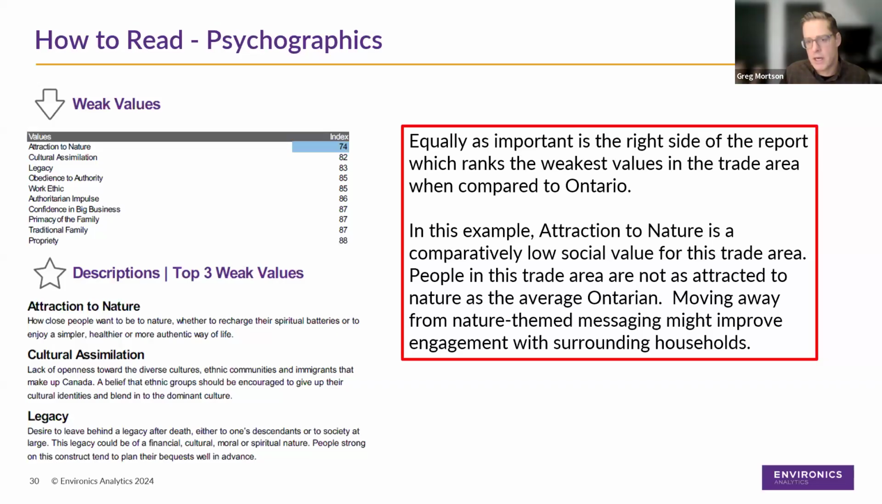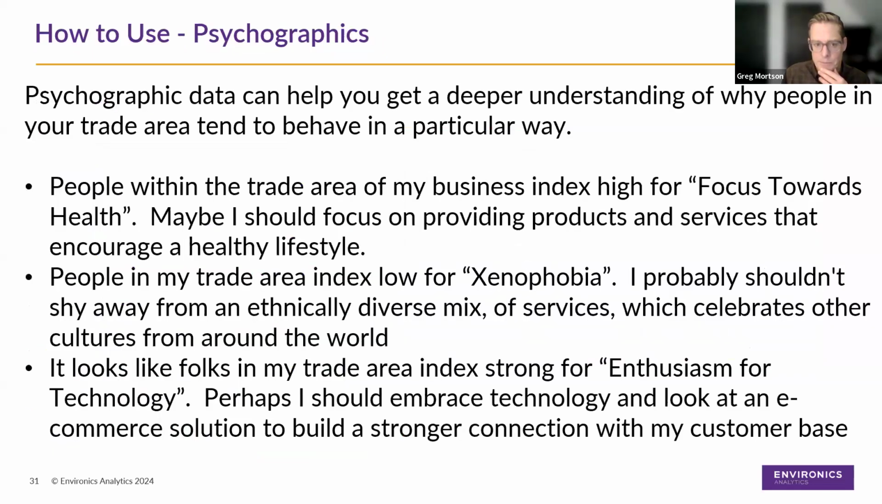So maybe I don't want to show imagery of people in a park or in a forest when I'm posting something to Facebook, right? So maybe I decide to show a family at a downtown cafe. Those are the kinds of little changes that you can make to really better connect with people in your neighborhood, almost at that subconscious level. But it's really just aligning yourself to the values of people in your trade area.